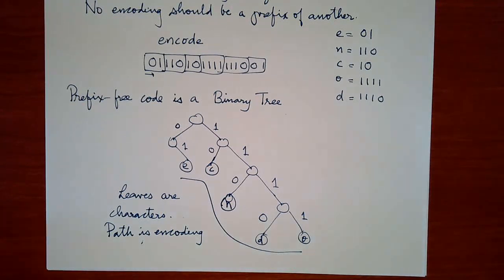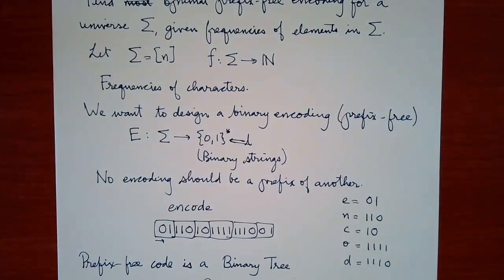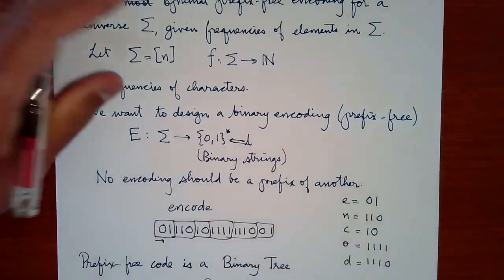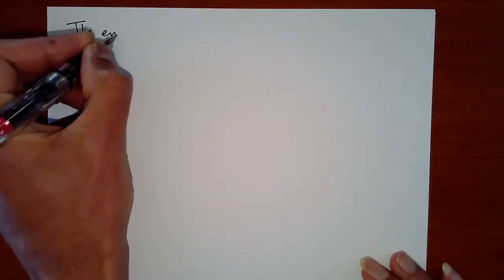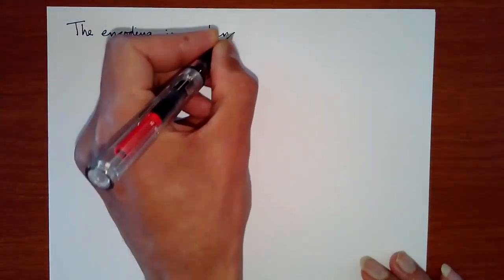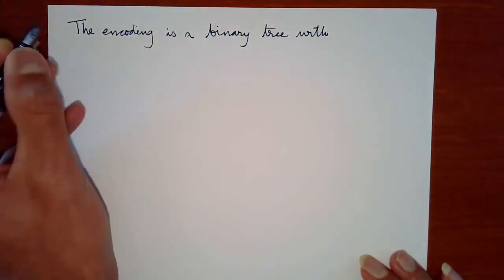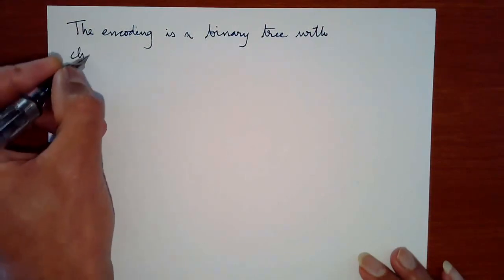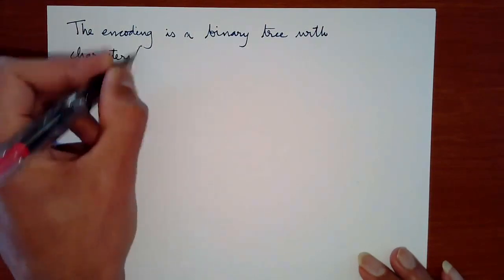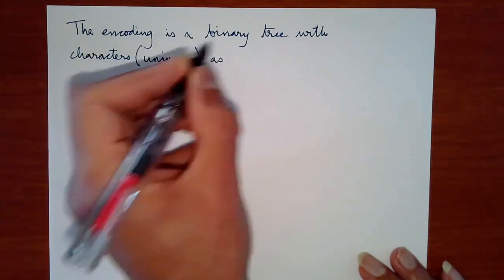And okay, so now we have a prefix-free code, which is a binary tree. So let's think about the encoding as really building a tree. So the encoding is a binary tree with the characters, or basically the universe, as leaves.